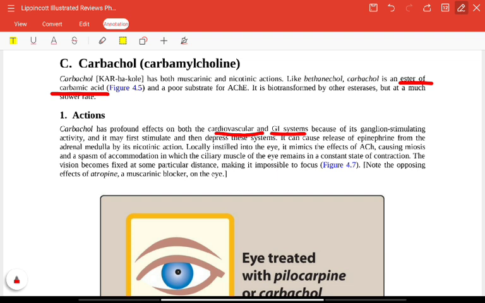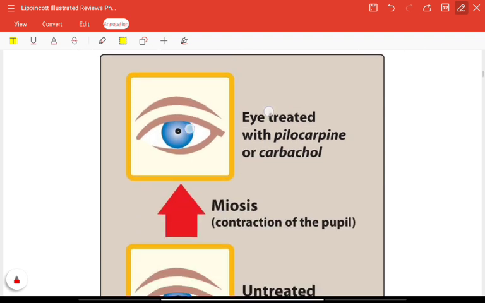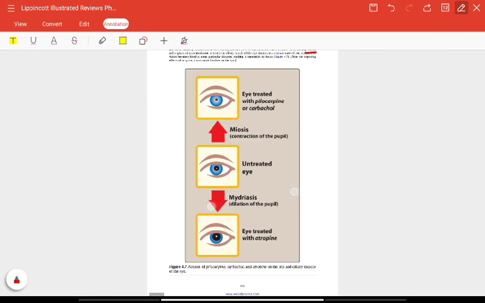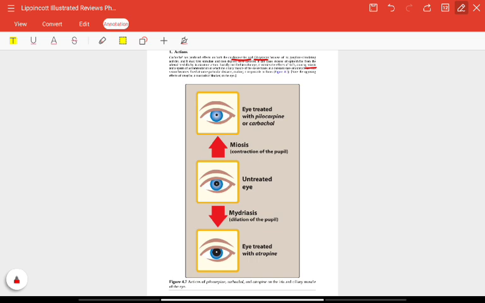It is usually locally instilled into the eye and it mimics the effect of acetylcholine. So it causes pupil constriction. We can see here pilocarpine, carbachol, and atropine. When you treat with pilocarpine or carbachol, pupil constriction will occur. And its antidote we have also studied, atropine. Its effect will be opposite, mydriasis, dilation of the pupil.